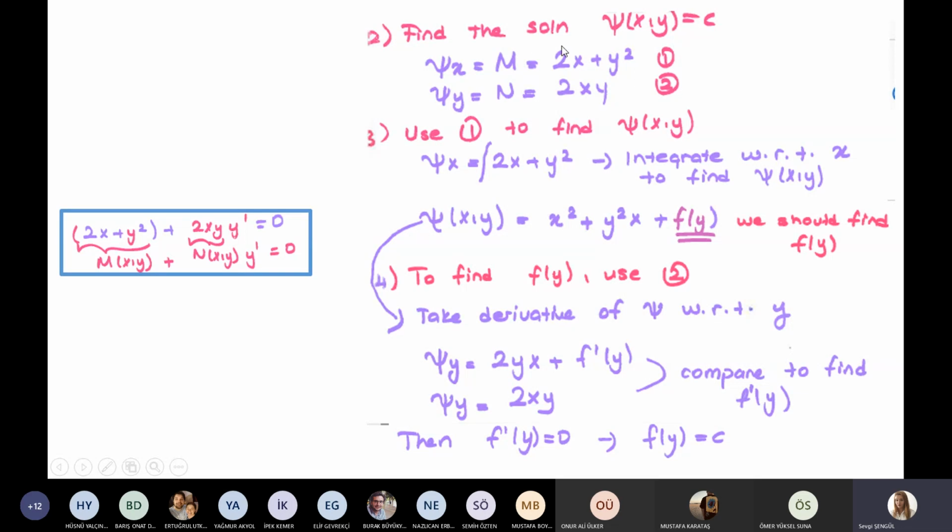What was M? 2x plus y squared. Here you go, 2x plus y squared. And the solution's derivative with respect to y should be equal to the N. So this is what we know, and we are trying to find what is that solution.